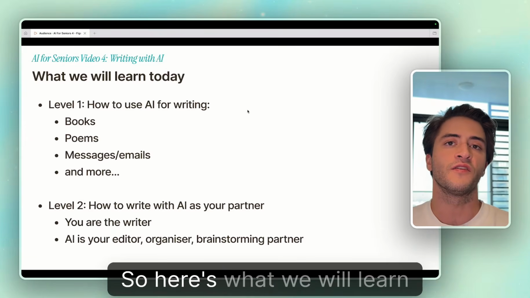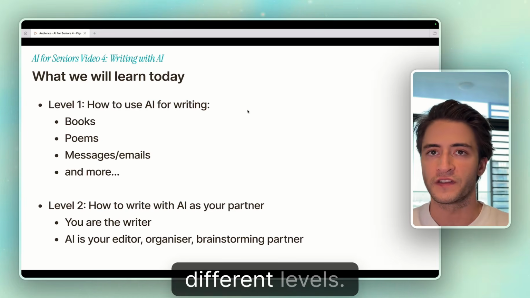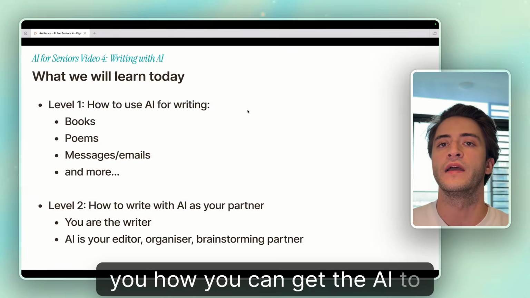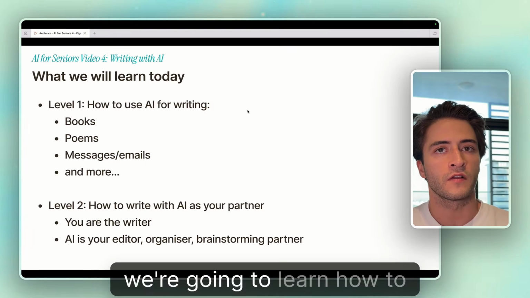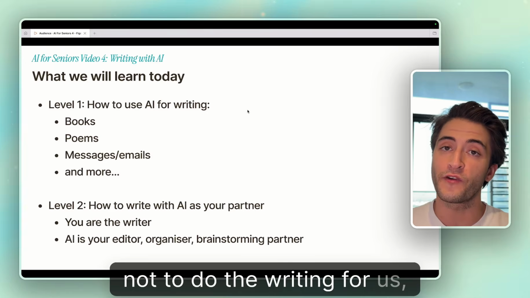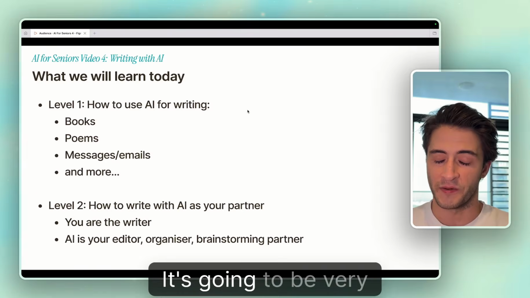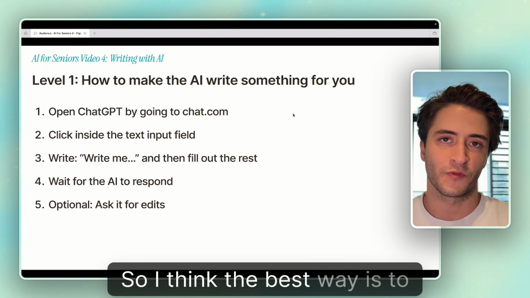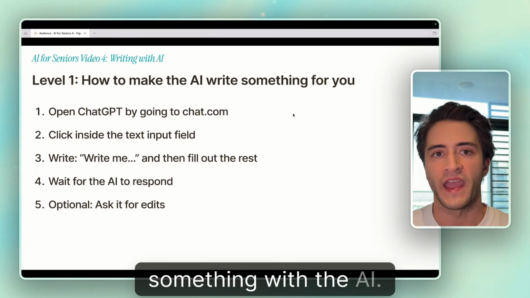So here's what we will learn today. I split this up into two different levels, and level 1 is going to show you how you can get the AI to write something for you. In level 2, we're going to learn how to properly use the power of AI, not to do the writing for us, but to be our writing partner. It's going to be very interesting, so just bear with me. So, I think the best way is to just get started and write something with the AI.